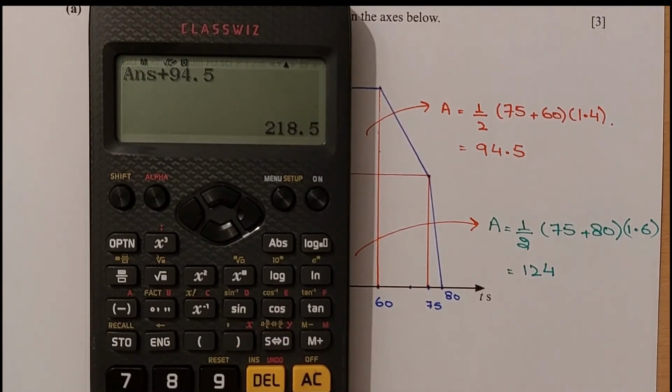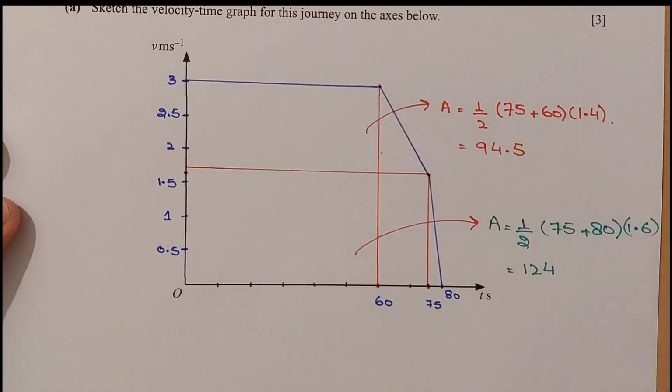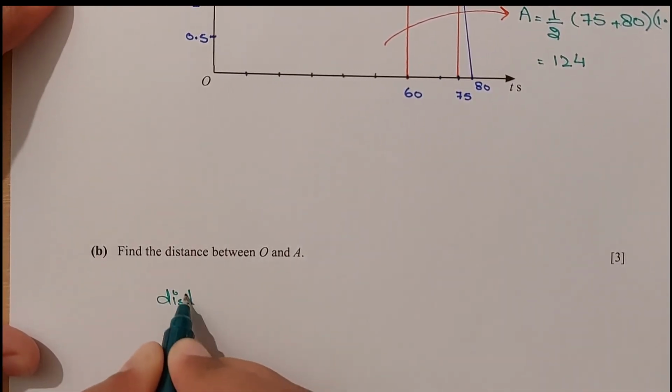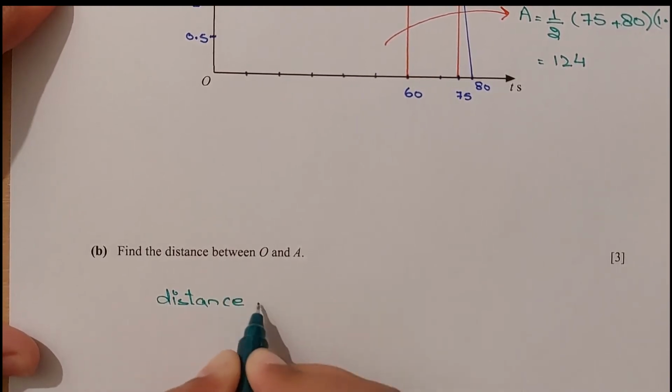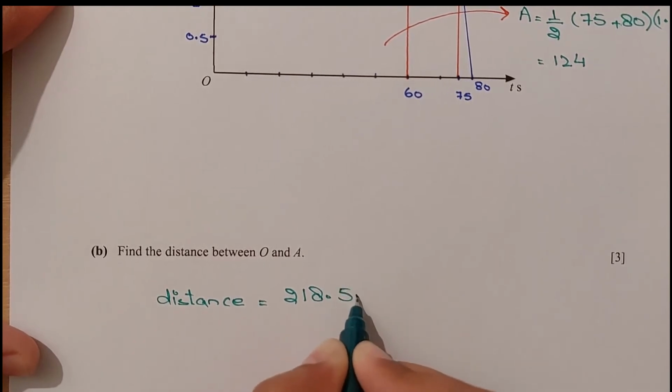So this is 218.5 meters is the distance traveled. So we can say that the distance between the point O to A is 218.5 meters.